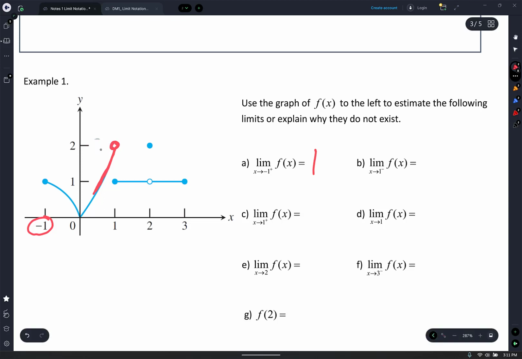Oh, I was looking at the wrong one. Sorry, 2. Does everyone see how the limit of x approaches 1 is 2? It's okay, miss. This is a safe space. What's up, Gian? Hit me.